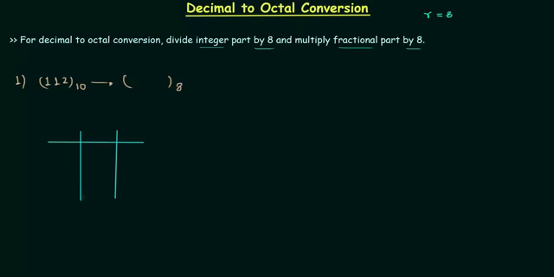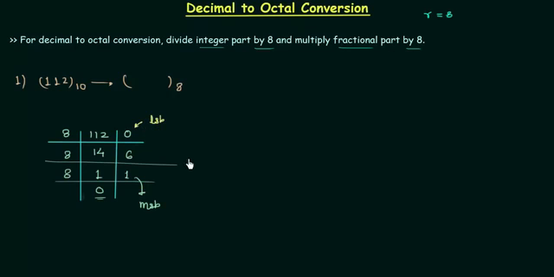We have to divide 112 by 8 because we have to divide the integer part by 8, and when you divide 112 by 8, the quotient is 14 and the remainder is 0. We will again divide 14 by 8 and we will have quotient 1 and remainder 6. 1 divided by 8, quotient is 0 and remainder is 1, and we will stop here. And this 1 here is MSB and this 0 here is LSB.